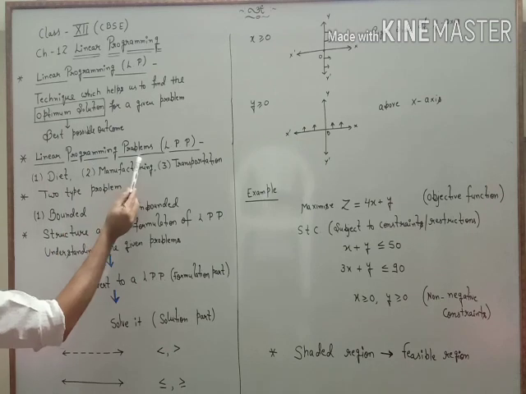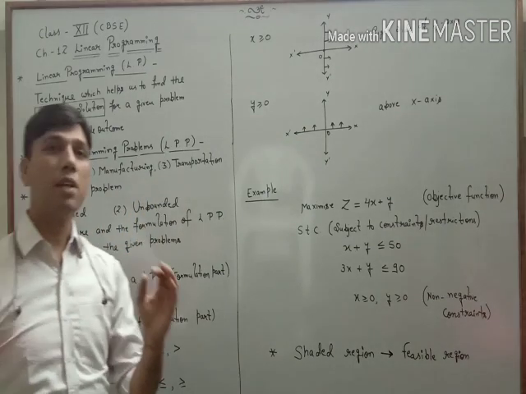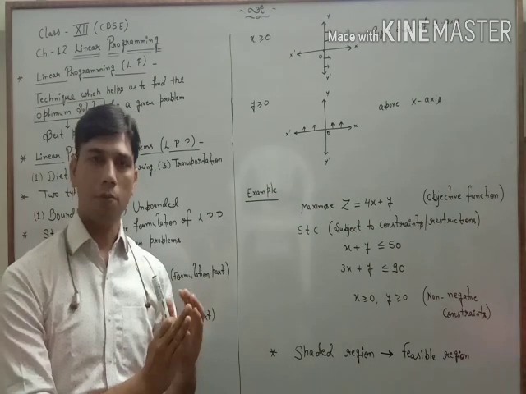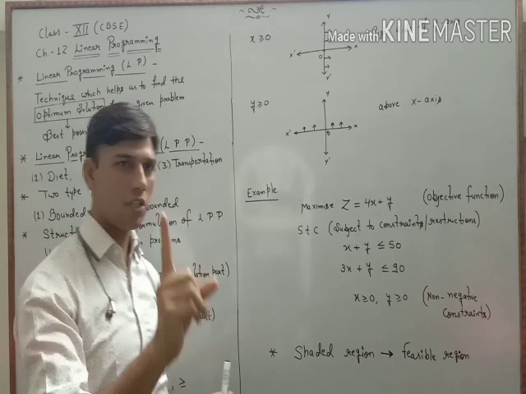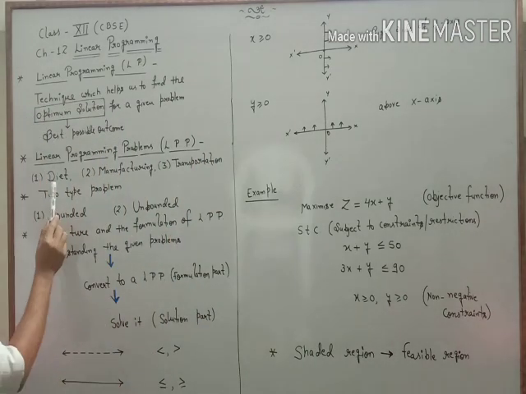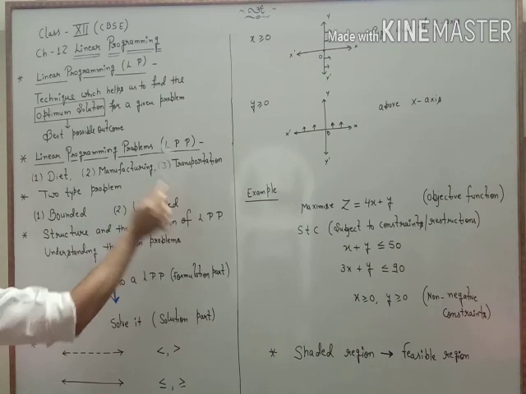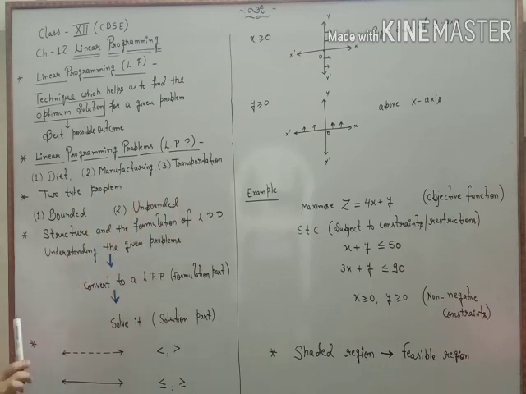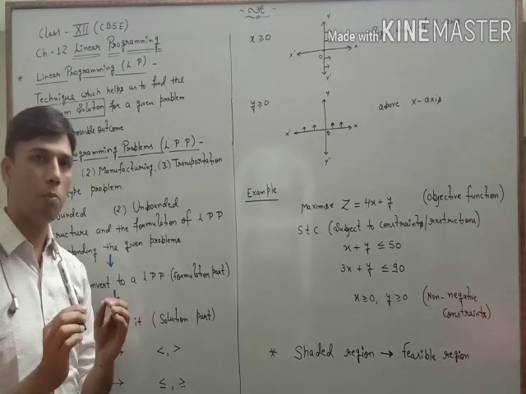Linear programming problem, in short, we can say LPP. This is the main point, linear programming problem. In this chapter, we will discuss three types of problem, one by one here: diet problem, manufacturing problem, and transportation problem. These first two, diet problem and manufacturing problem, are most important for board exam.